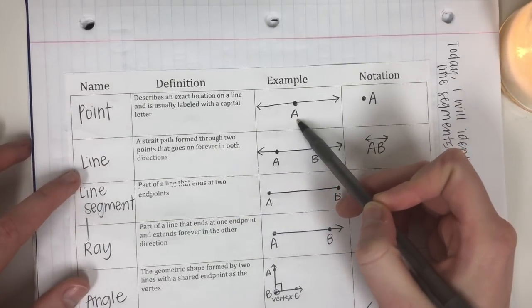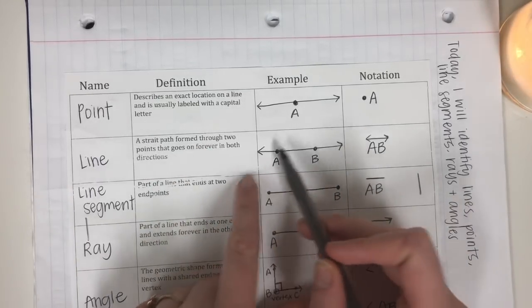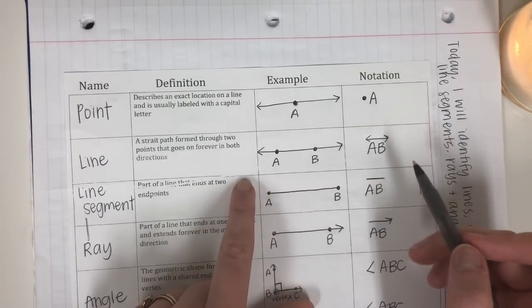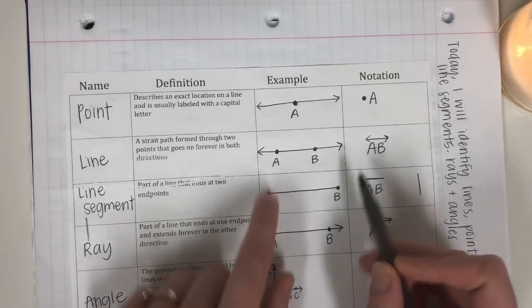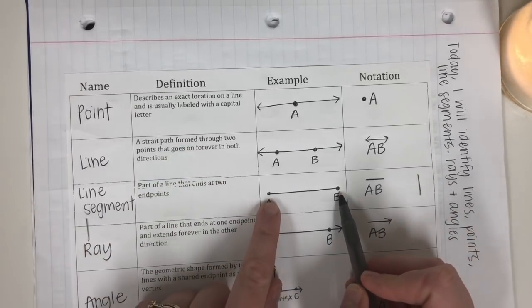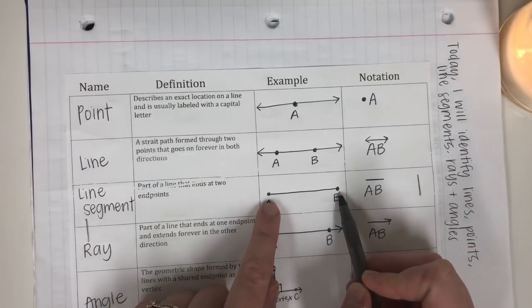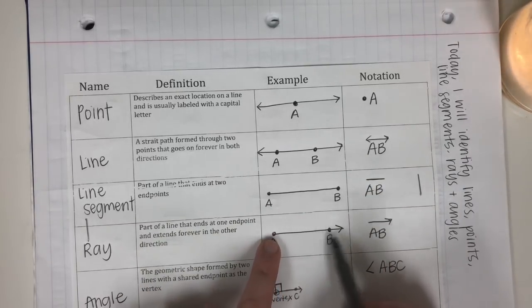The next thing that we have is a line. A line goes forever in both directions, so there's no end on either side. A line segment is different. There are two endpoints. So a line goes on forever, but a line segment ends on both ends. Then we have a ray. A ray has an endpoint on one end, but extends forever.